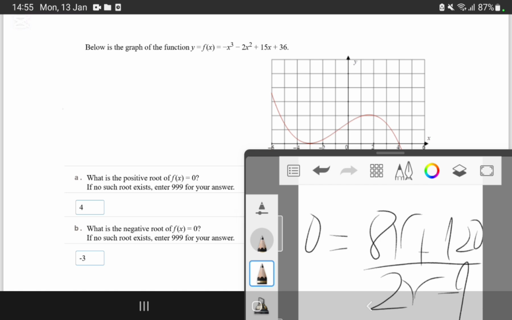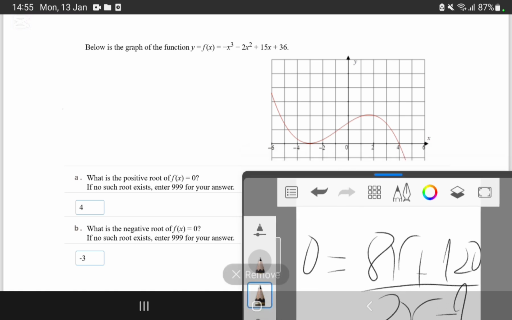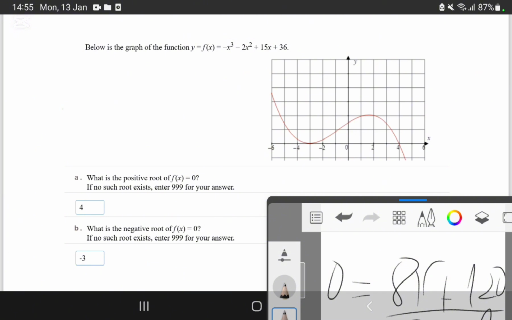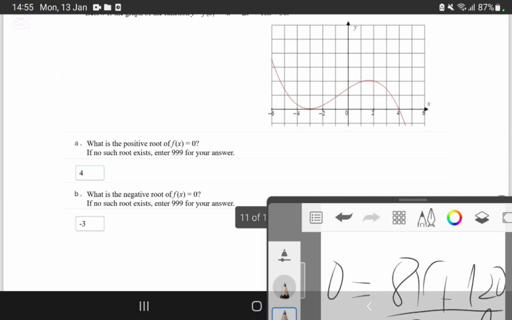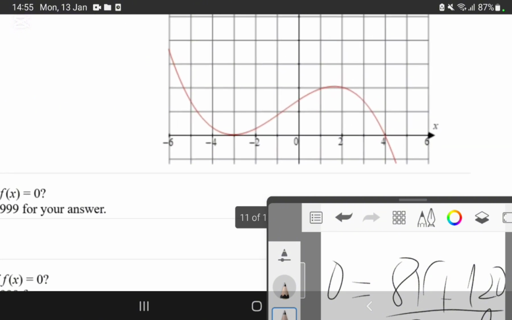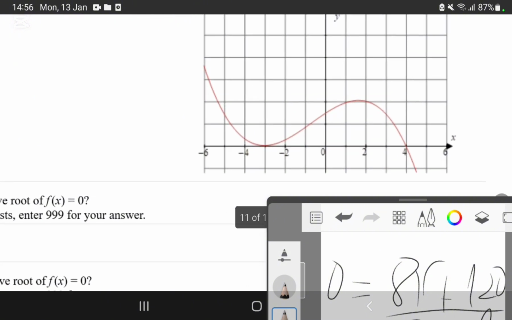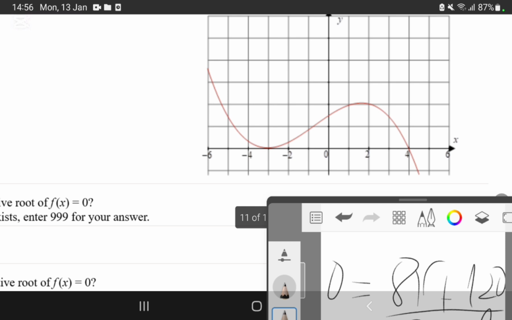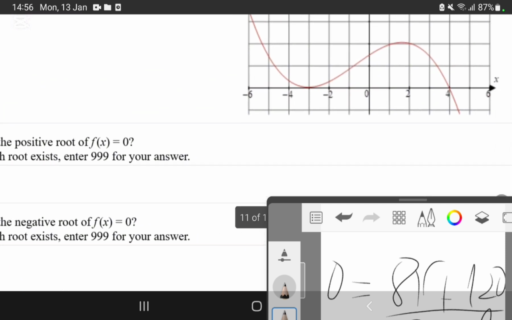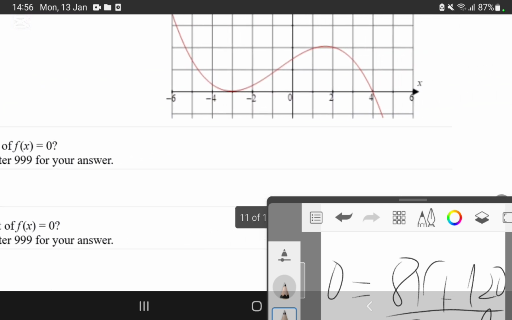Below is the graph of the function y equals... What is the positive root of f of x equal to 0? What they mean here is we need to draw a line of f of x equal to 0. As we know, f of x is y. So basically what they're trying to tell us is to find the roots, where it intersects the x-axis.